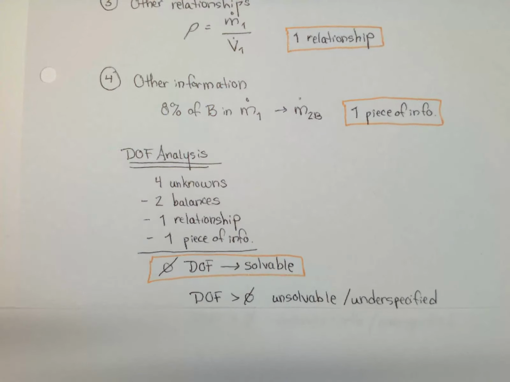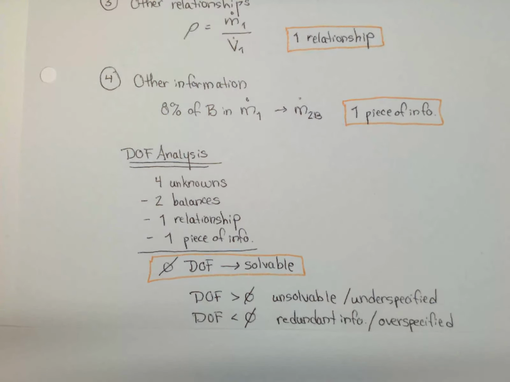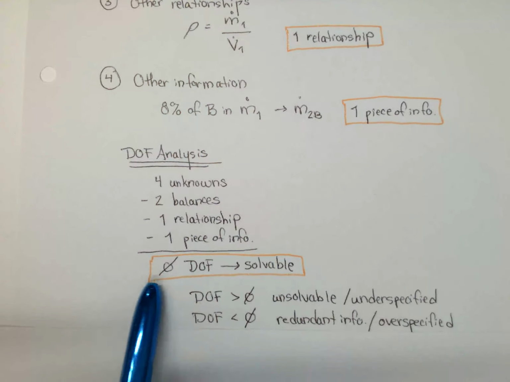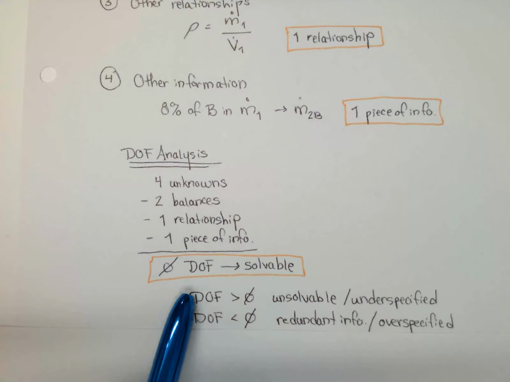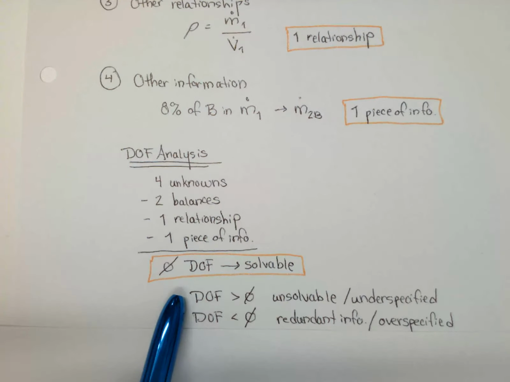Now, if our degrees of freedom had been greater than 0, this is an unsolvable problem because it's what we call underspecified. There's not enough information to solve. We can also have degrees of freedom less than 0, which means we have redundant or extra information, and this is an overspecified problem. So we hope most of the time that we have solvable problems, but real world problems sometimes are underspecified. This is why we always have to go talk to our clients as real world engineers.